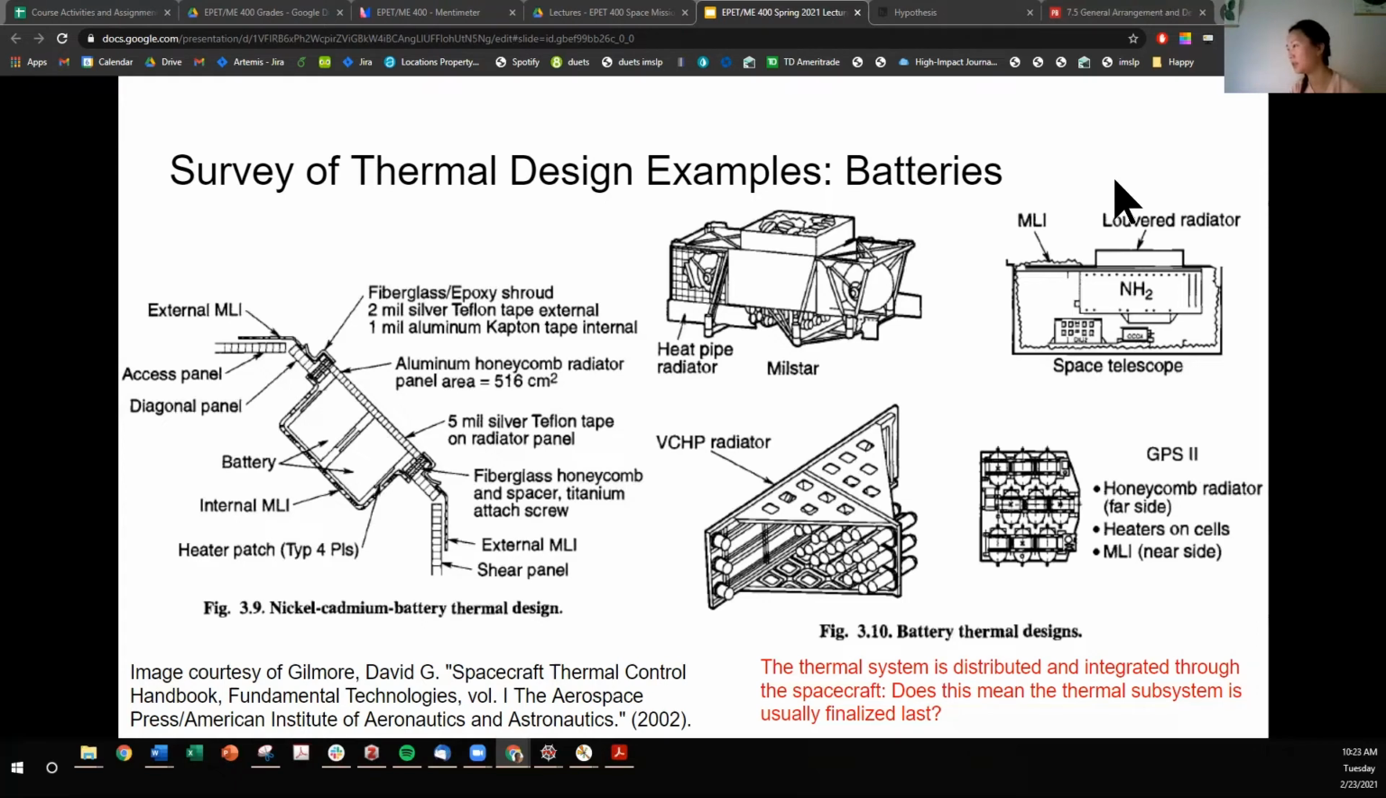Here's a question. The thermal system is distributed and integrated through the spacecraft. Does this mean the thermal subsystem is usually finalized last? And I would say that's pretty good intuition. From my experience, it's the structure system and the thermal subsystem that get finalized last because they just have a ton of little tweaks coming in and out, in and out.